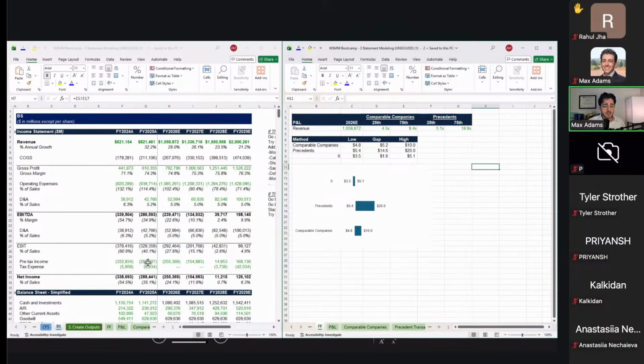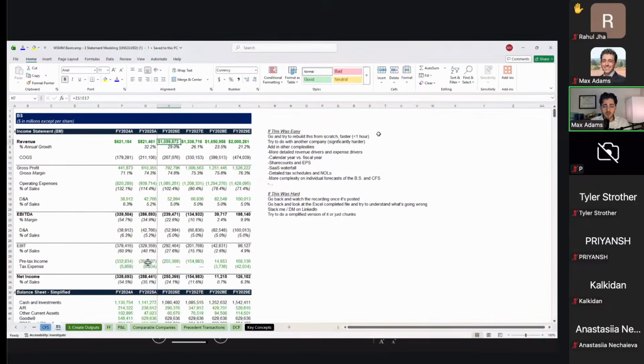There's going and actually building out models with a real public company, where you source the data yourself and try to build from scratch, and you add in some of these other complexities. And there's a ton more things that I can DM you about in terms of the complexities. If this was really hard though, then I want you to go back and rewatch the recording. I want you to try and understand where you missed the Excel and what went wrong. I want you to ask me questions and try to do simplified versions of this.